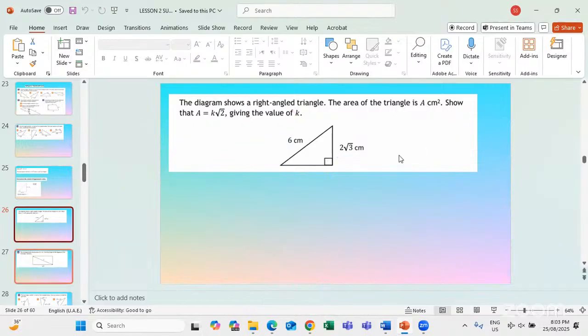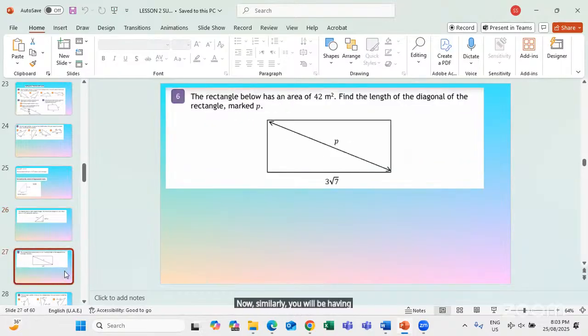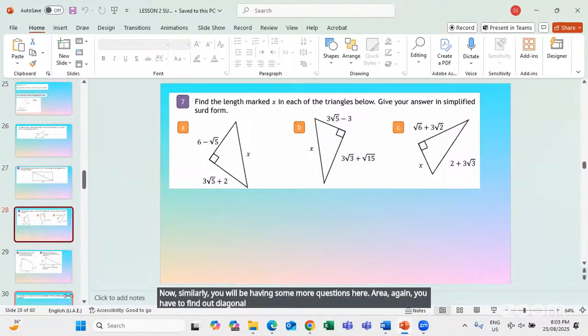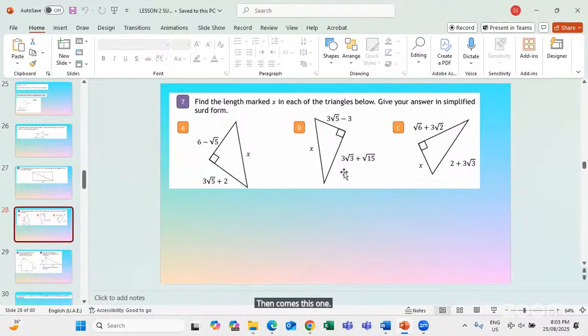Now, similarly, you will have some more questions here. Area, again, you have to find out. Diagonal length, you need to find out. Then comes this one. How to solve these questions? Find the length. Again, the same thing, but now complex surds are given. It's not just a single term, but the surd squared, and there is more than one term.